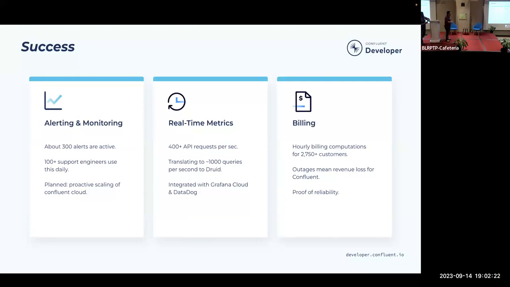And to give you a sense of the reliability, right? So Confluent's billing also runs on the metrics that are there in Druid right now. So if Druid is down, Confluent loses money. Right? So that's how reliable we want it to be.